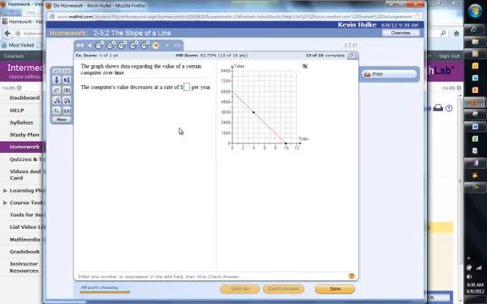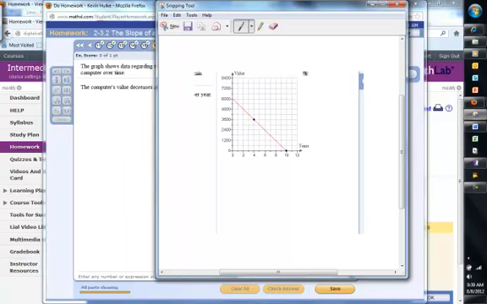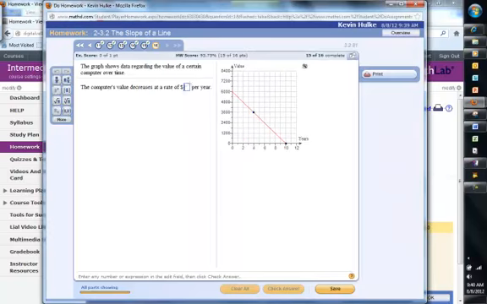Okay, the graph shows the decrease. So let's get the decrease. In year, change in y goes down 3,600. Change in x goes from year 4 to year 6, which is 6. 3,600 divided by 6 is $600 per year. If you have any questions, give me a holler.